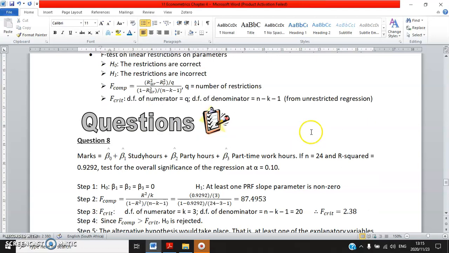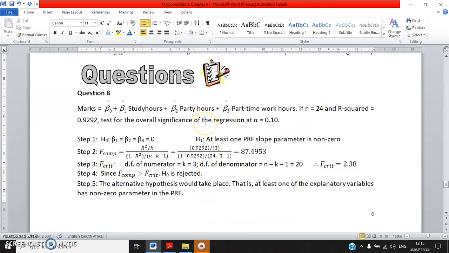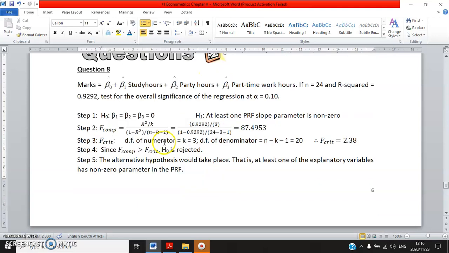Okay, let's do questions 8 and 9, the two questions on the easiest type of F-test. Marks are explained by study hours, party hours, and part-time work hours. I think all three explanatory variables make sense. Then I would believe at least one of the slope parameters will be non-zero in the PRF. So the null hypothesis should be easy. This is the outcome we want to reject.